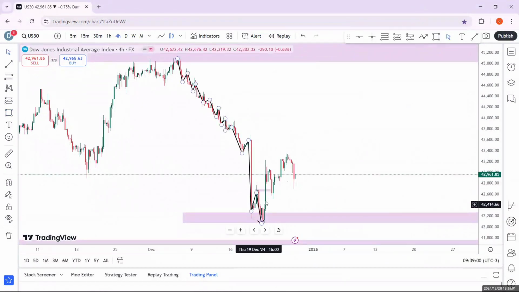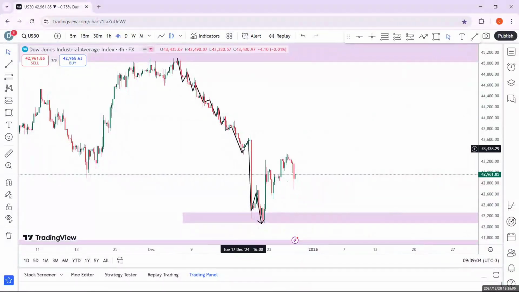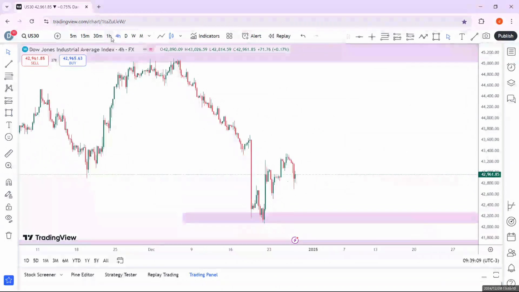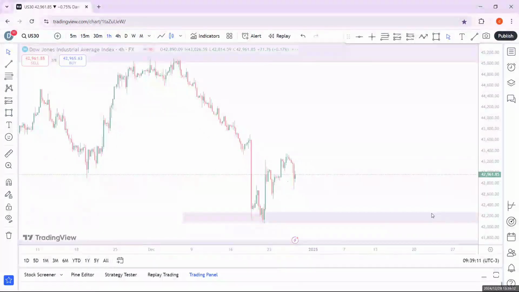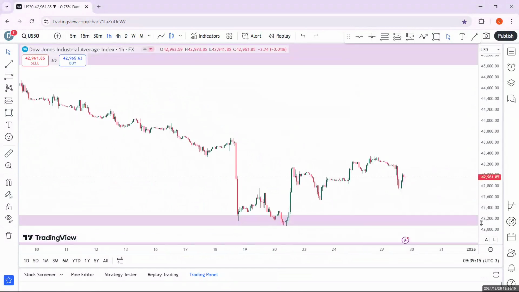However, price gave us our first entry confirmation by breaking trend lines on smaller time frames. So now let's take this to as low as the 1 hour and even as low as the 30 minutes to look for a trade entry opportunity.